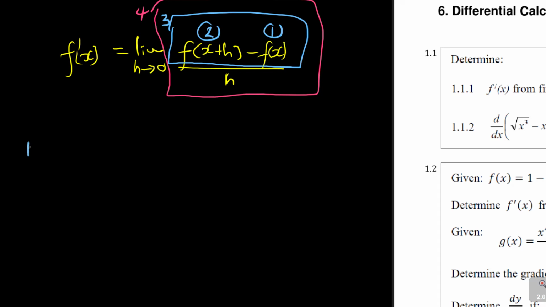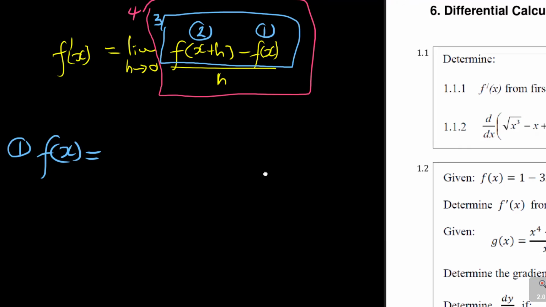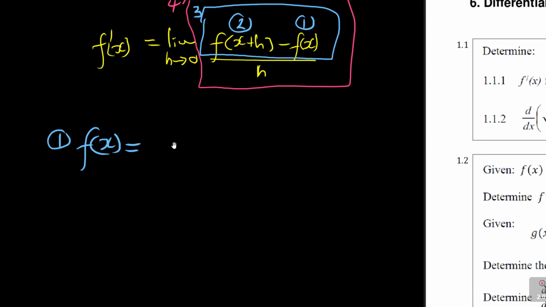Let's start with 1. 1 is f of x. So what is f of x? If it's y, you equate it to f of x. It's what? 1 minus 3x squared.